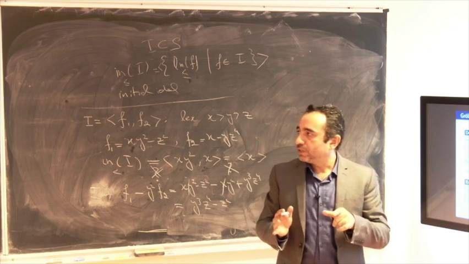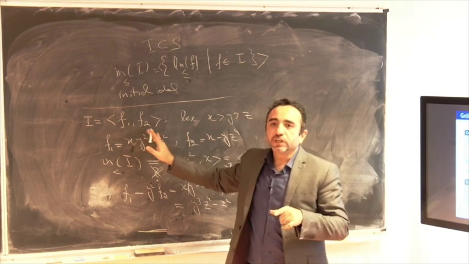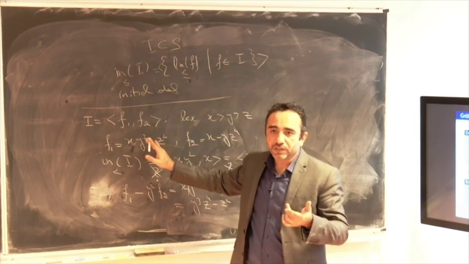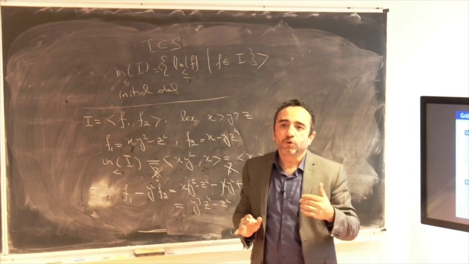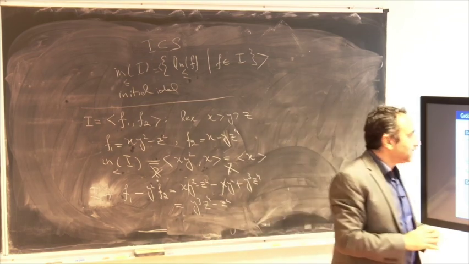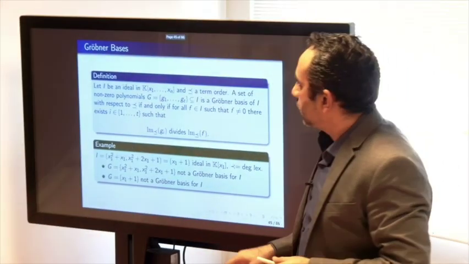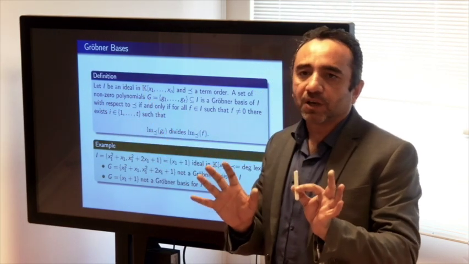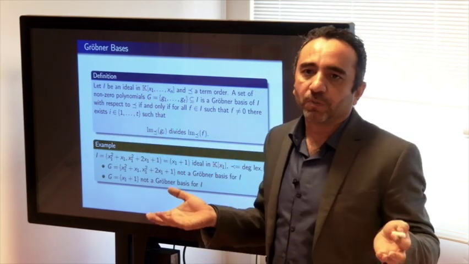The second definition is that we can compute the initial ideal just by taking the leading monomials of the fi's or their generators, if those generators are actually a Gröbner basis. So this is the definition of a Gröbner basis: let I be an ideal in the polynomial ring and we have a fixed term order. If we change the order, we will change the Gröbner basis as well.